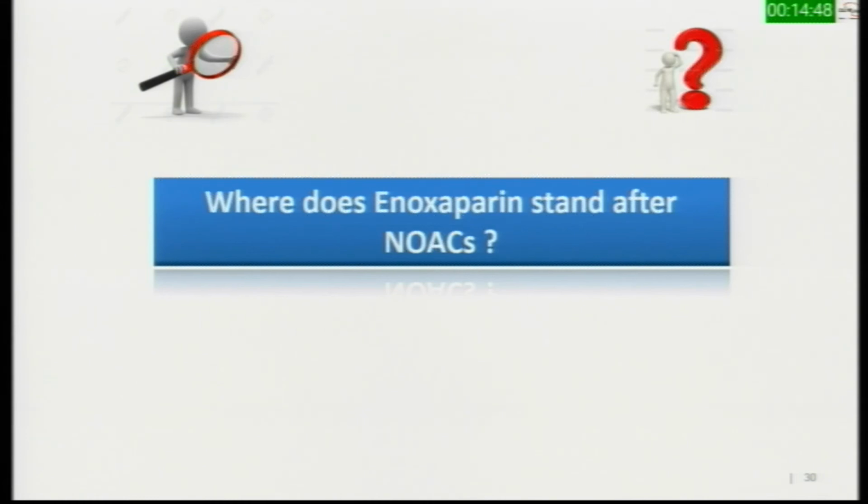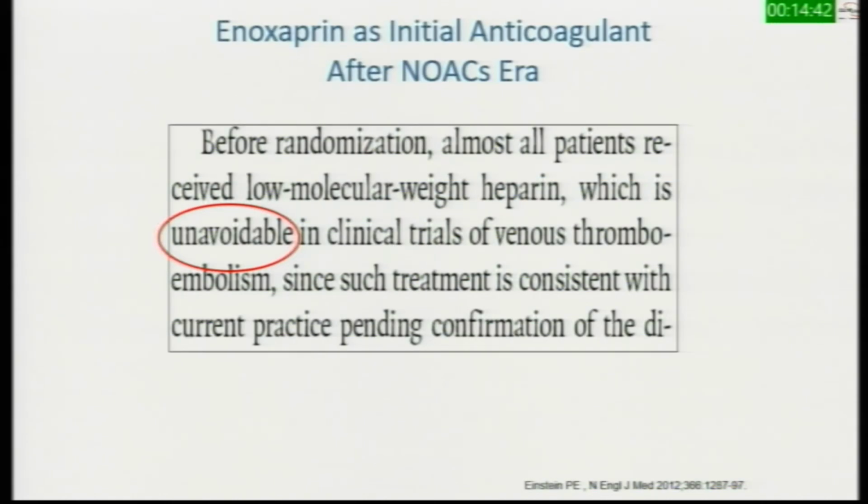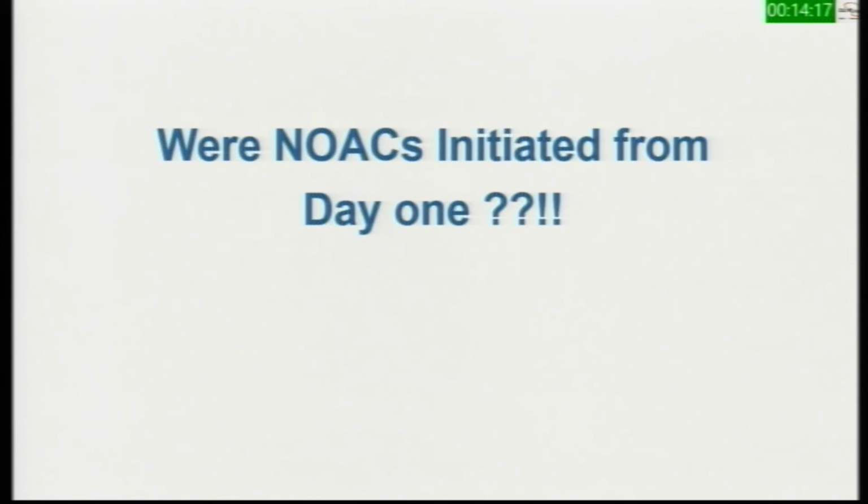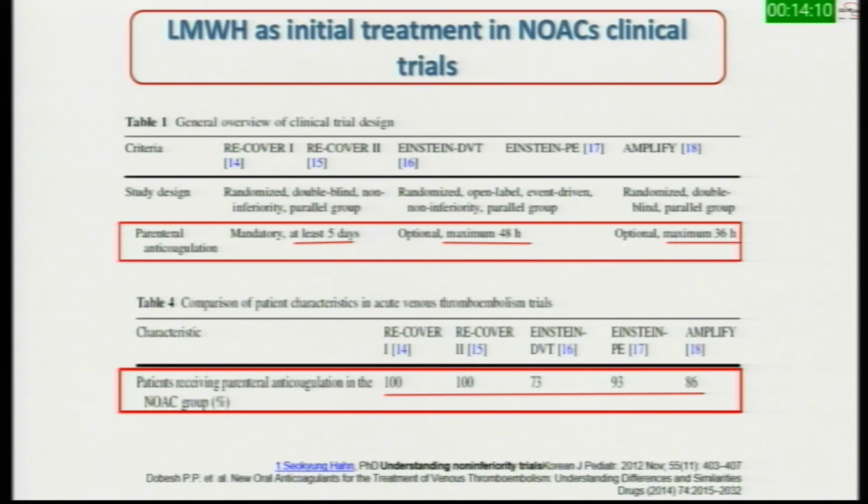Where does enoxaparin stand after new oral anticoagulants? Enoxaparin as an initial anticoagulant after the era of new oral anticoagulants, its use is unavoidable with all the new oral anticoagulants. In all the studies that were done by these companies, they used enoxaparin as an initial treatment in their study, where new oral anticoagulants were initiated from the first day, evaluating the role of new oral anticoagulants.